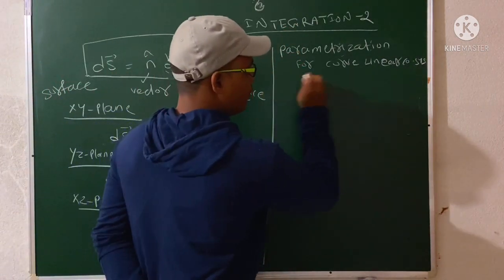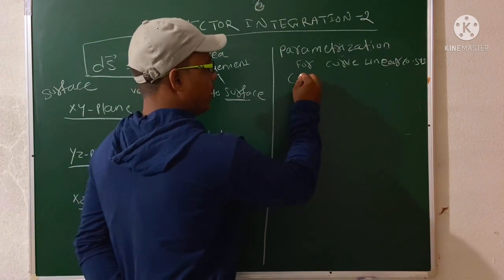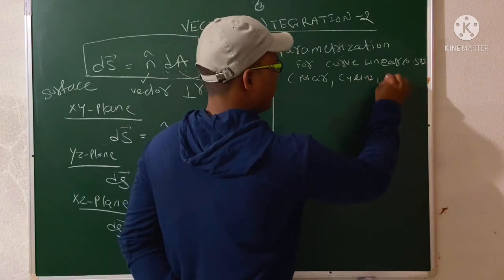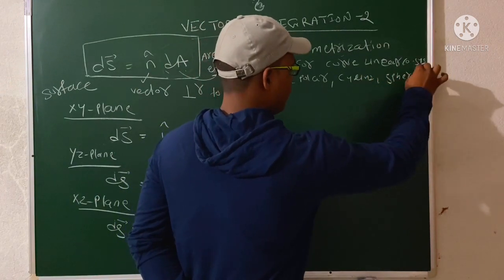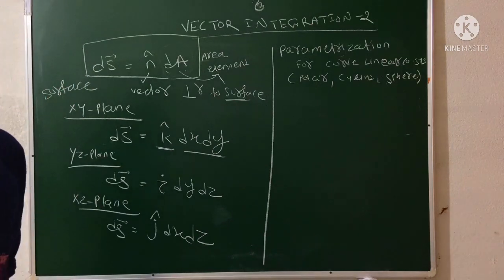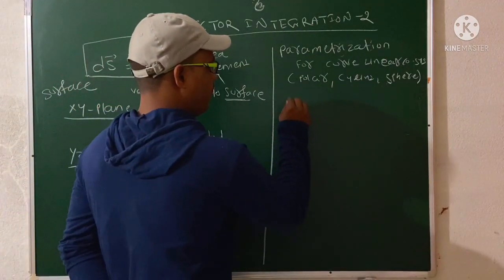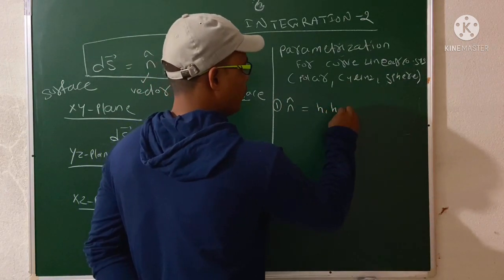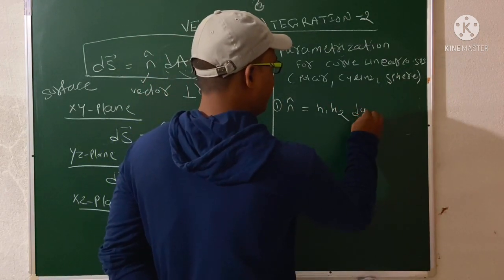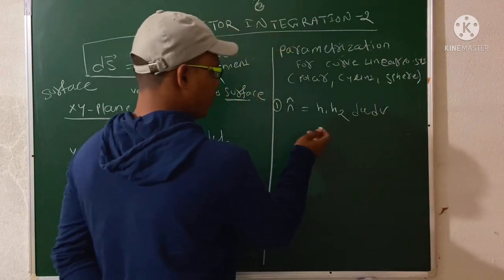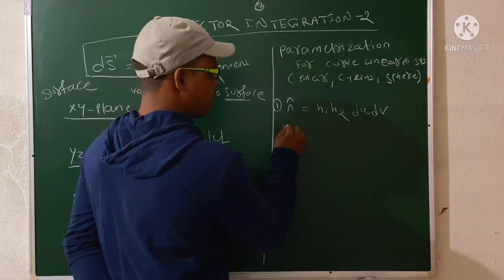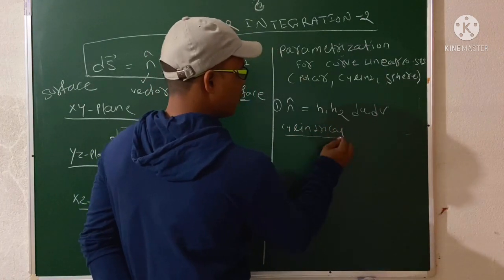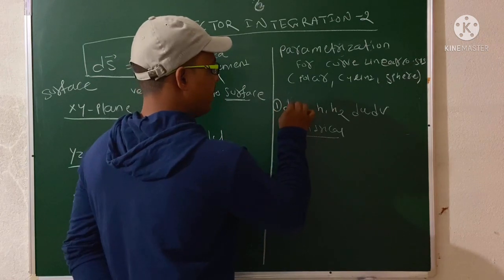So this is the parameterization for the curvilinear coordinate system, that is your polar coordinate system, or your cylindrical coordinate system, or your spherical coordinate system. In such a case, how will you find the n cap? Remember the first formula is h1 h2 into du dv. Sorry, this is not n cap, this is actually dA.